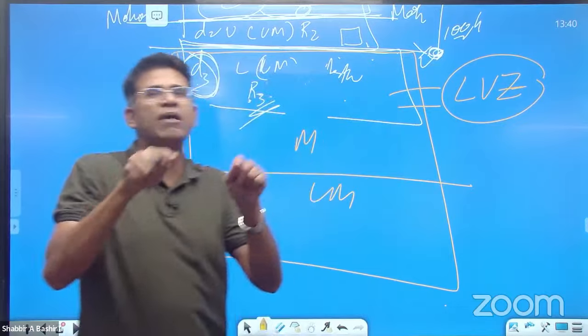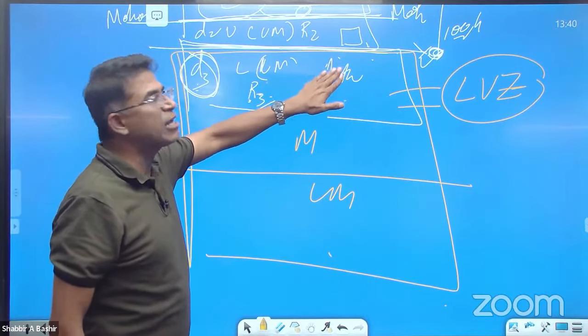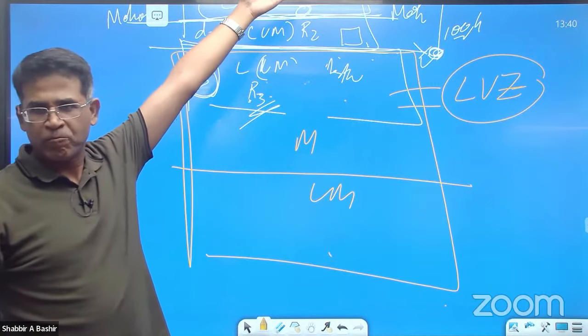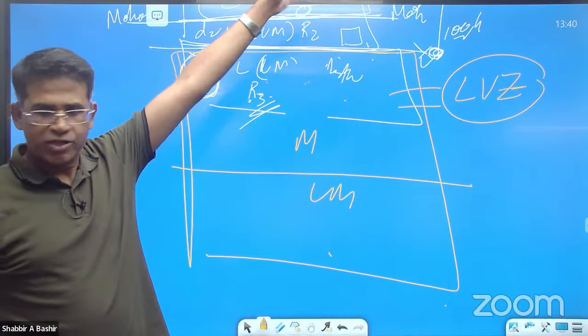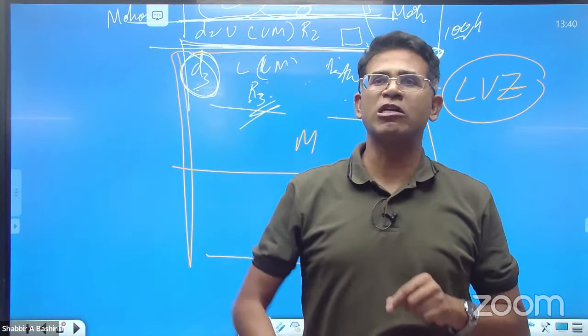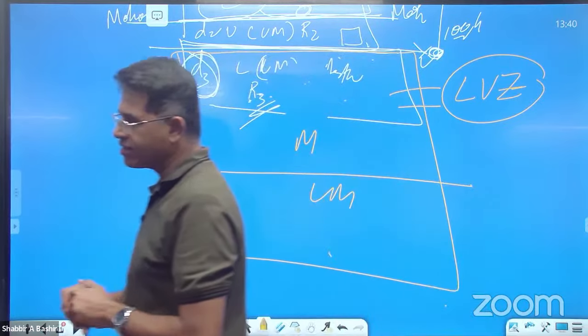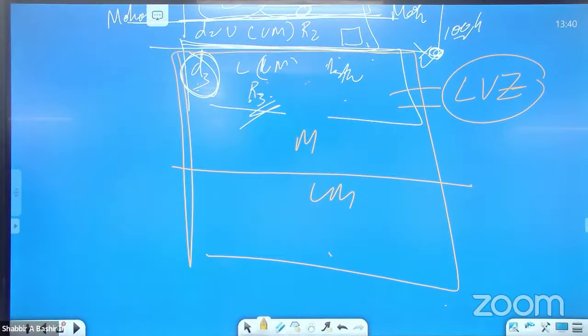This is only in terms of comparing with the mantle. I'm not comparing with the lithosphere. Okay? So the asthenosphere is also referred to as the low velocity zone.